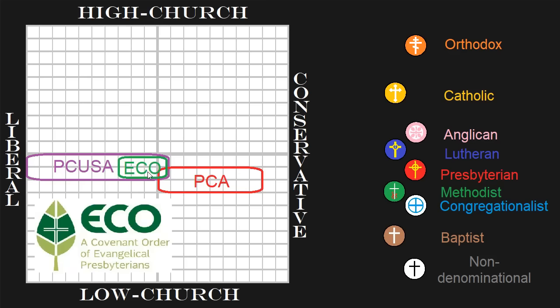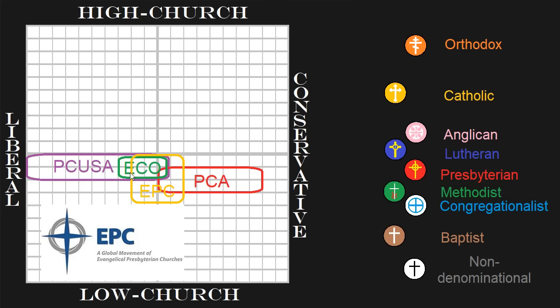Then there's ECO, and I really like ECO because ECO is basically just the conservative slice of the PCUSA that kind of split off, and I do go to an ECO church a lot of the time when I'm at school instead of home. So yeah, ECO is pretty cool. Then you have the EPC, the Evangelical Presbyterian Church, which is very diverse in terms of style. You'll have some very high church EPC churches and some very low church and even kind of charismatic EPC churches.